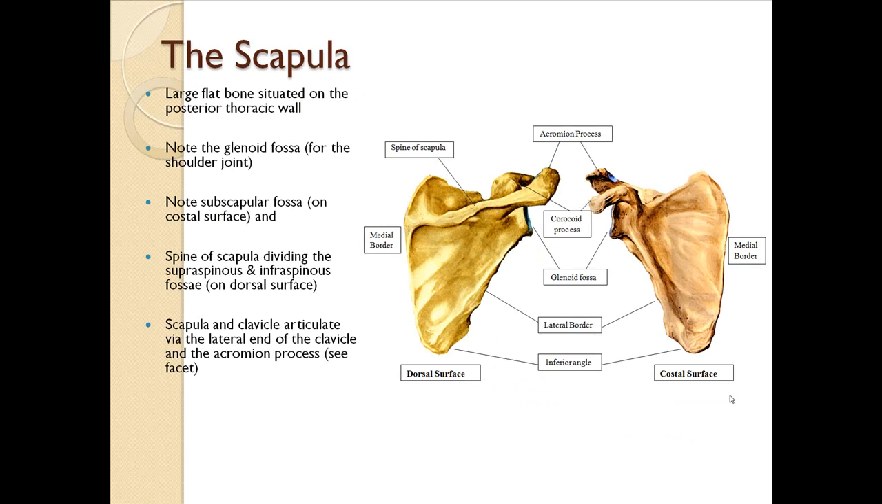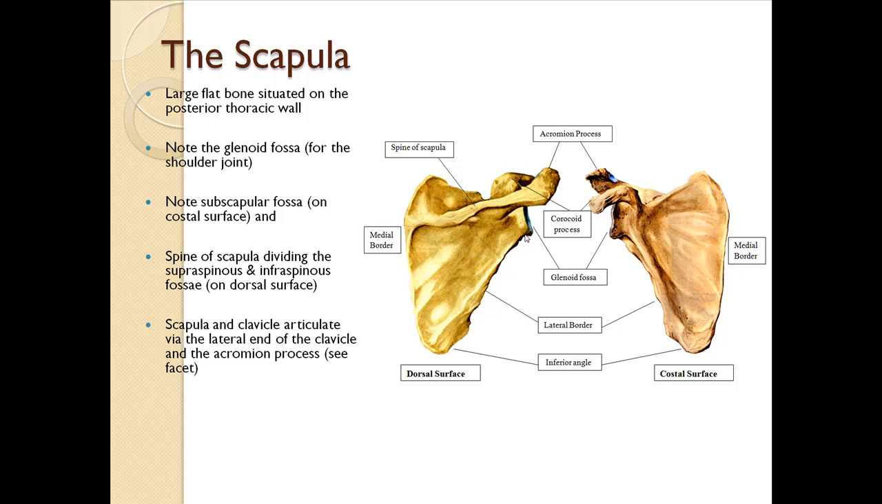The scapula, on the other hand, is a large flat bone, and a flat bone is a bone that typically is in place to protect underlying structures. So it protects the posterior thoracic wall in particular. Again, there are a number of notable identifiable processes on the scapula itself. The first thing that we notice is there is a socket on the lateral aspect of the scapula. So here we can see a socket, and here is the same socket. This is known as the glenoid fossa, and the glenoid fossa is for articulation with the humerus to form the shoulder joint proper.